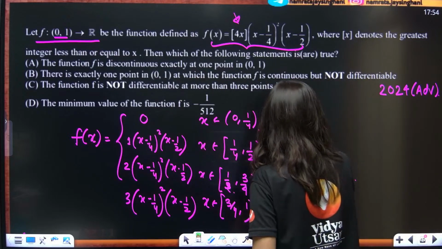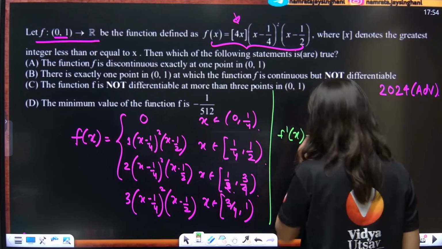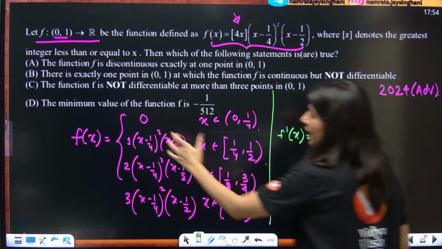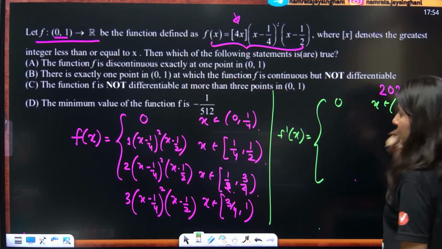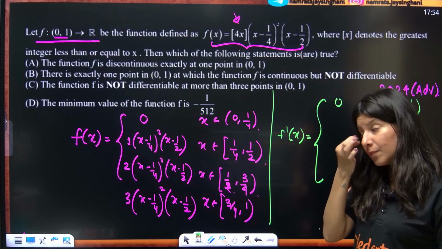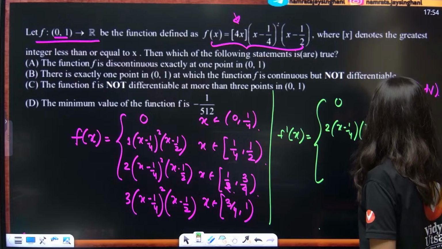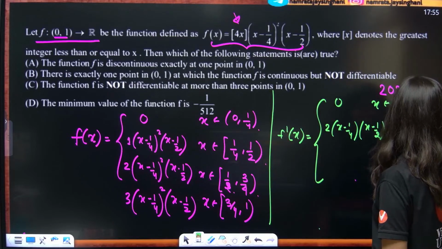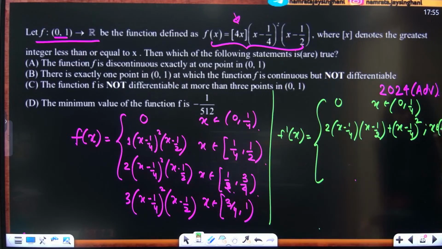If I talk about f dash x now, f dash x will be 0 for x belongs to 0 to 1 by 4. Then, if you differentiate this, you are going to apply the product rule: twice of (x minus 1 by 4) times (x minus half) plus (x minus 1 by 4) whole square. Differentiation of x minus half will be 1. This is for x belongs to 1 by 4 to 1 by 2.